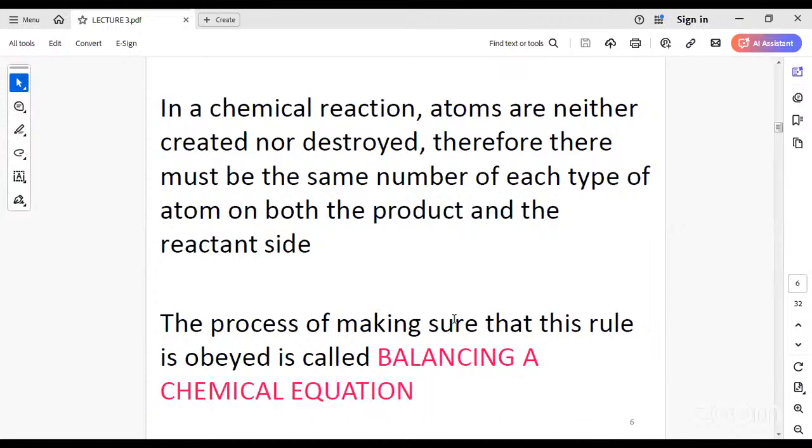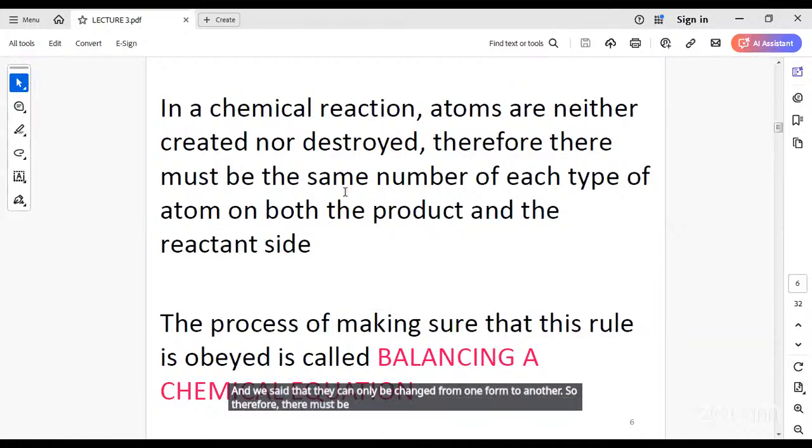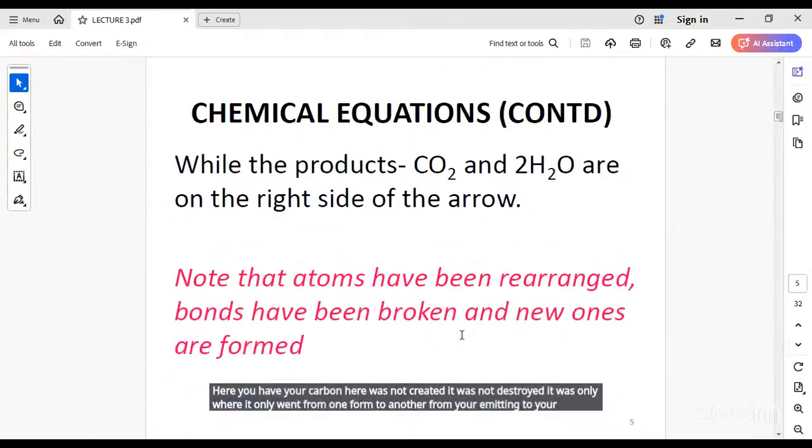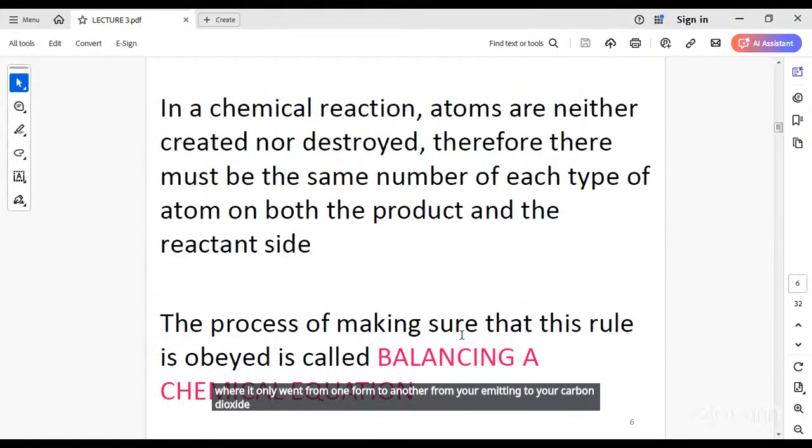So we see that in a chemical reaction, atoms are neither created nor destroyed. And we said that they can only be changed from one form to another. So therefore, there must be the same number of each type of atom on both the product and the reactant. If we go back to our equation, atoms are neither created nor destroyed. Your carbon here was not created, it was not destroyed. It only went from one form to another, from your methane to your carbon dioxide. And therefore, there must be the same number of each type of atom on both the product and the reactant.